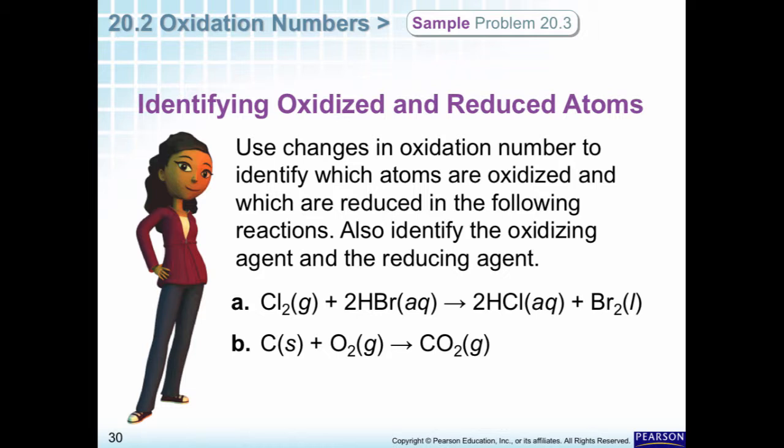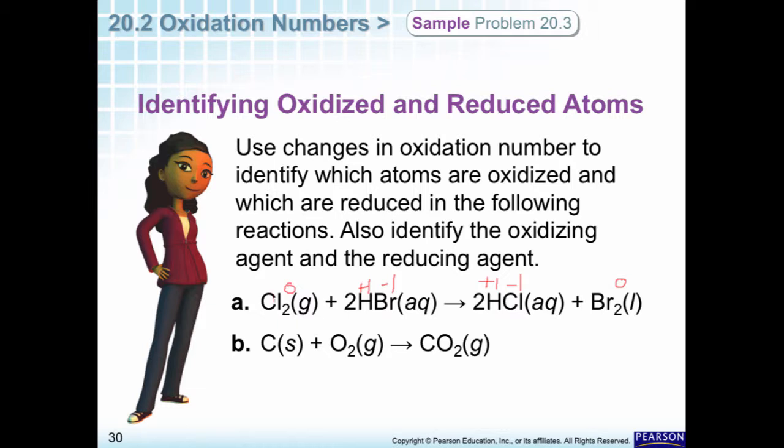All right, so I'll do the first one and I'll let you try the second one. If I'm going to write my oxidation numbers in, here's Br2, so we know that's 0. Hydrogen is always +1. Bromine, there's one of them, so it's going to be -1. Hydrogen +1. Chlorine -1. And bromine is by itself.